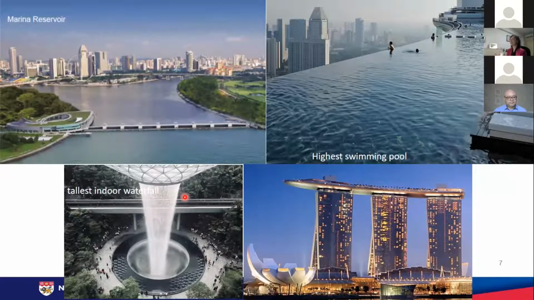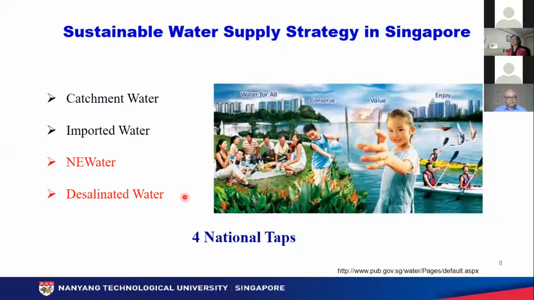You just turn on the tap, you can get clean water. Then you may ask, how did these miracles happen? Well, in the past 50 years, Singapore has developed sustainable water supply systems. One is catchment water from the rainfall. The second is the imported water from Malaysia. The third one is NEWater. The next one is desalinated water. We have 4 national taps for our water supply.